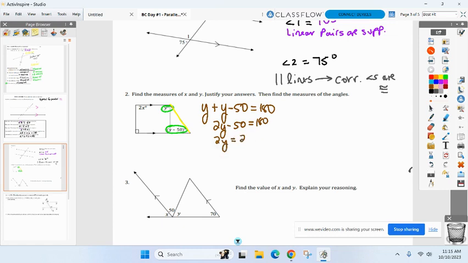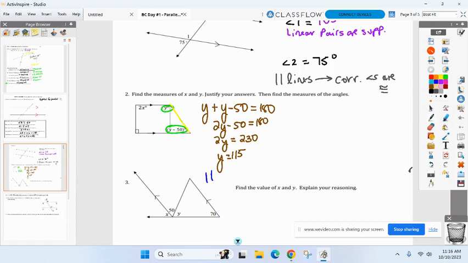2y equals 230. Oh, good thing we got those calcs. And y equals 115. We need a justification, though. Okay. It's going to look just like we did up here.